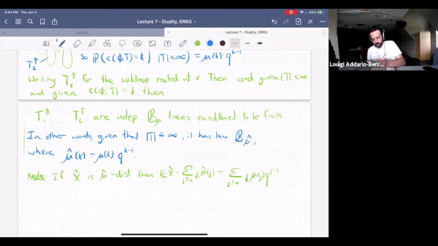Okay, but remember that g of s was the sum of mu of x times s to the x, right? So this was the generating function of the original offspring distribution. So here we just recognize g prime evaluated at q, at the extinction probability. And that is indeed less than 1.